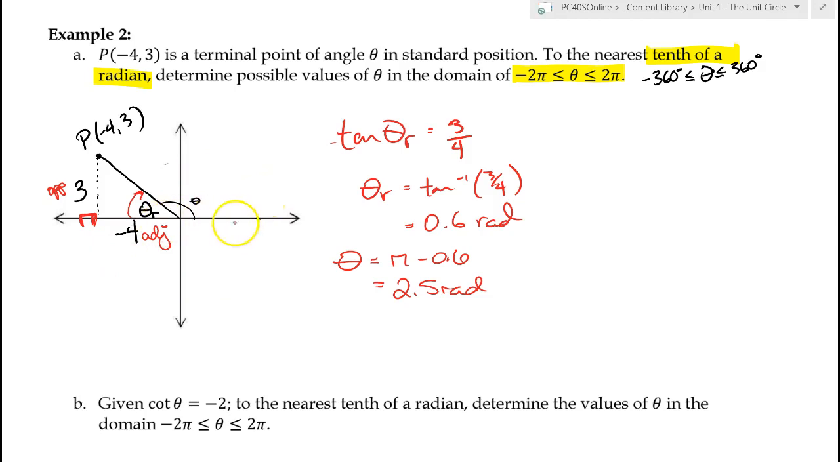But I also need to be able to measure, so that's theta going this direction, but I also need to be able to measure my negative angle because that fits within the parameters of negative 2 pi being my minimum, because I can go past it to negative 2 pi. So in that case, I'm going to go, well, that's negative. This is considered negative pi, so I would add my reference angle.